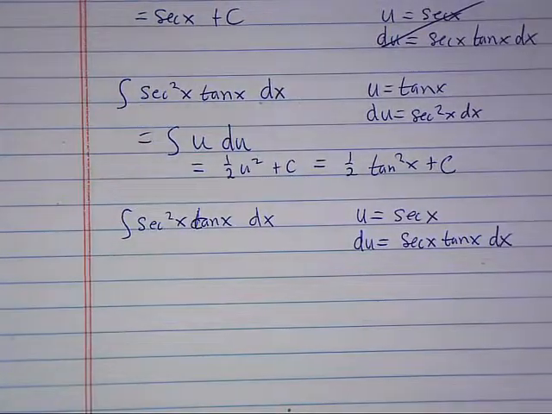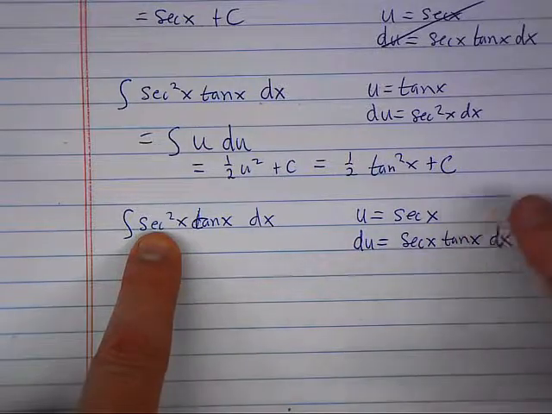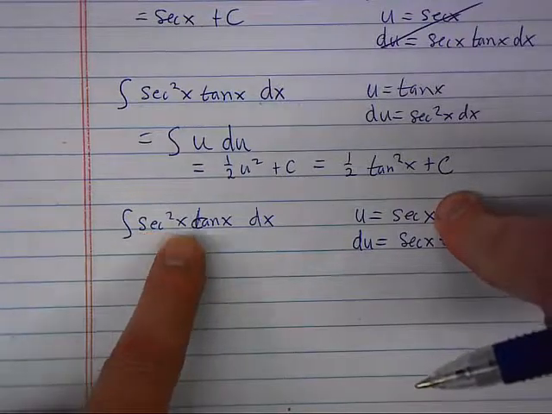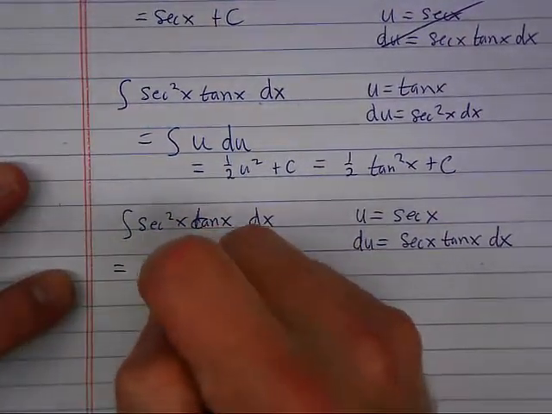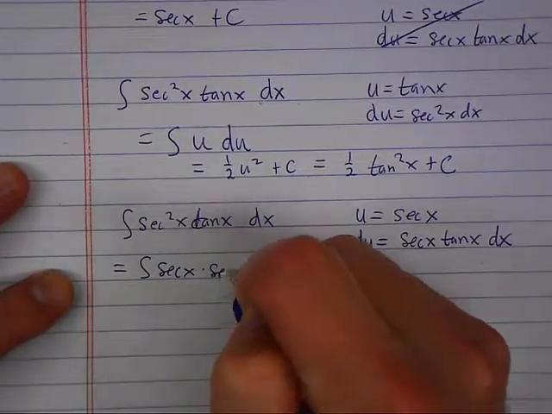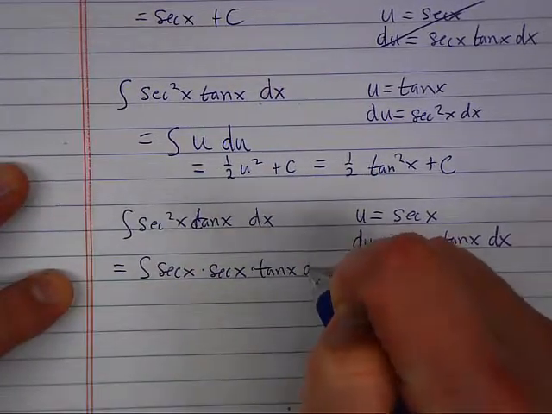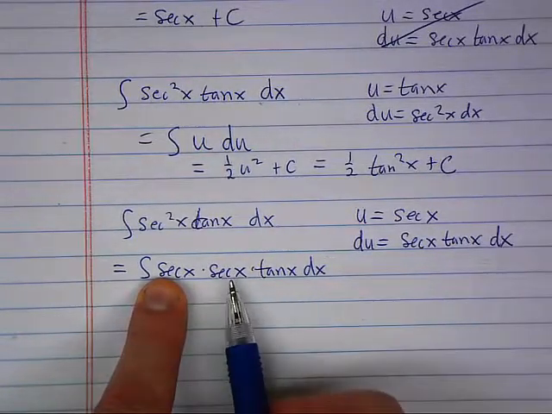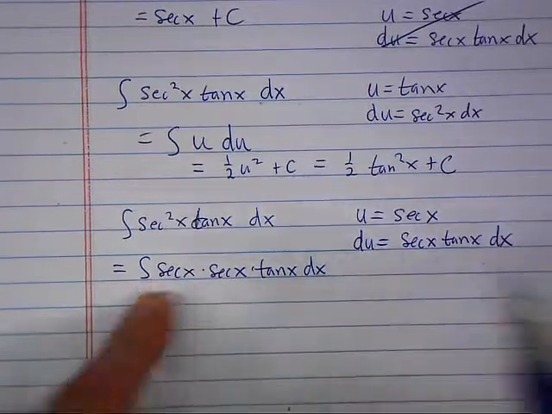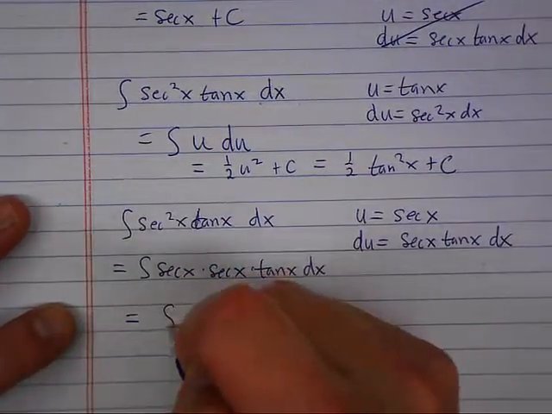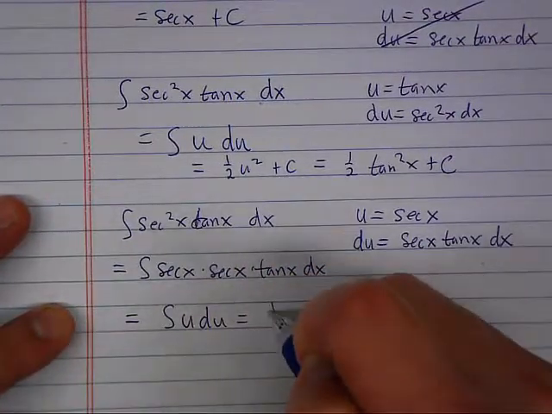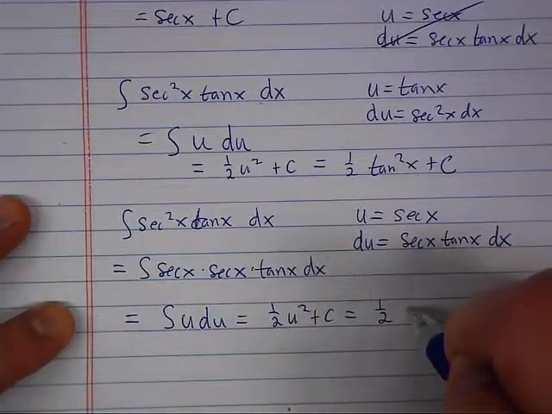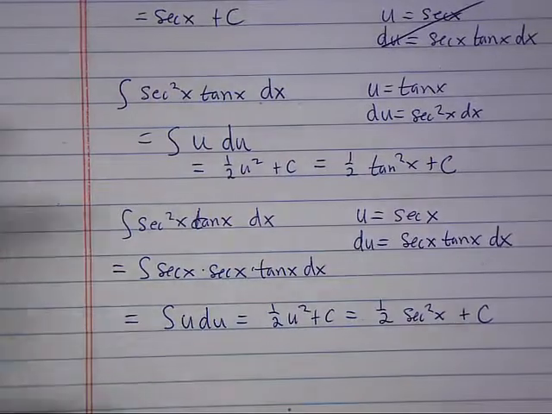So notice what happens. For secant squared, one of the secants becomes u, and then you have a secant tangent left over, don't you? In fact, I'm going to write it this way. This is the integral of secant x times secant x times tangent x dx. So this secant becomes my u. And what about this secant tangent dx? That becomes du. So I get the same problem. I get the integral of u du, which is still 1/2 u squared plus c. But now my answer is 1/2 secant squared x plus c.